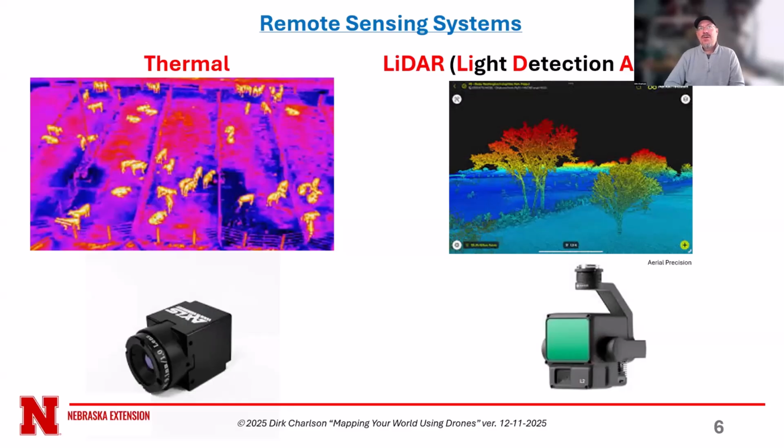Then we have something called LiDAR, or light detection and ranging. Basically, this camera collects individual points to create 3D imagery. You can see there the trees, and you can see the 3-dimensional shape of them.